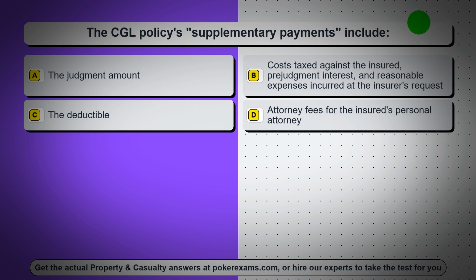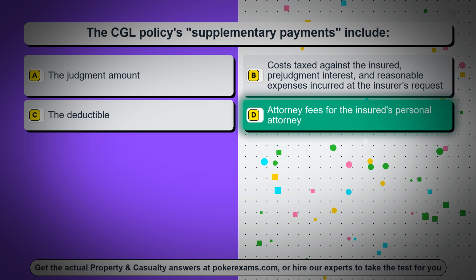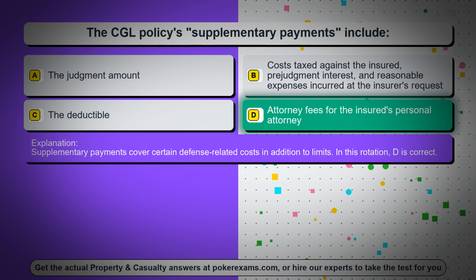Question 82. The CGL policy's supplementary payments include: Option A, the judgment amount. Option B, costs taxed against the insured, prejudgment interest, and reasonable expenses incurred at the insurer's request. Option C, the deductible. Option D, attorney fees for the insured's personal attorney. The correct answer is option D, attorney fees for the insured's personal attorney. Supplementary payments cover certain defense-related costs in addition to limits. In this rotation, D is correct.